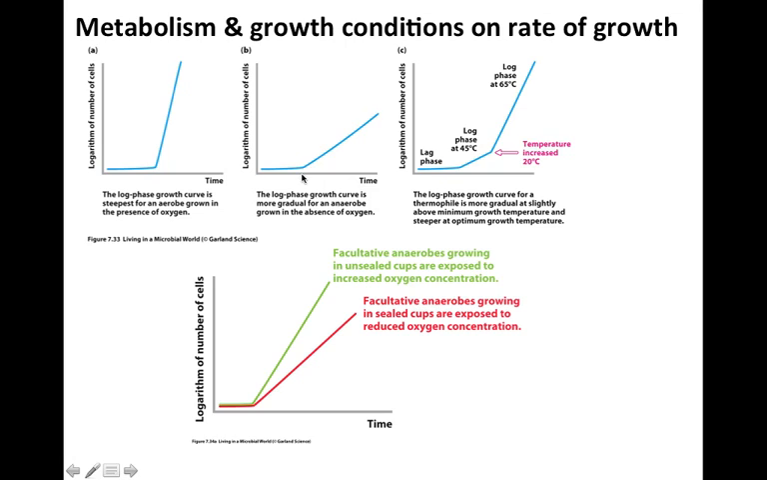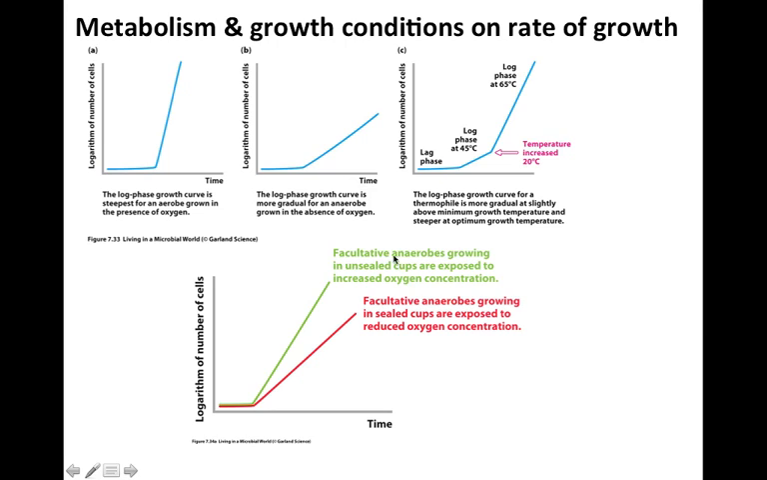So the growth curve would never be as steep as the aerobic bacteria growing with oxygen, because you don't get as much energy in metabolism through anaerobic respiration as what you would for aerobic respiration. So that's why this one is steep and this one is not as steep.